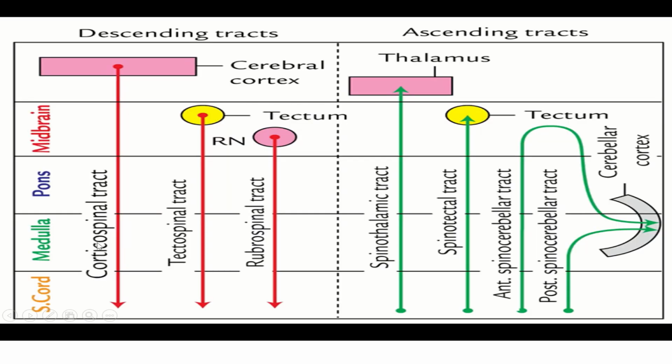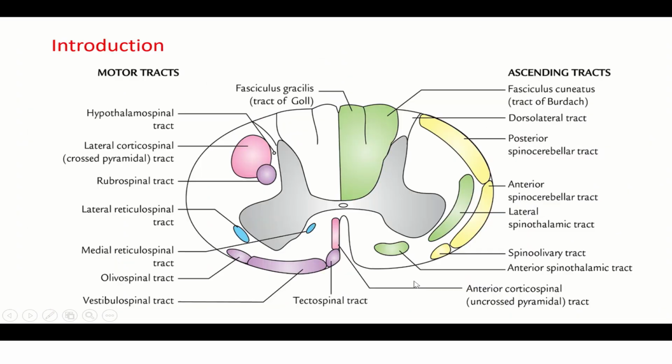You can see here again descending tracts, a pictorial representation. From cerebral cortex to the spinal cord, corticospinal; from tectum of midbrain to the spinal cord, tectospinal; from red nucleus to the spinal cord, rubrospinal. And the same in opposite, from spinal cord to the thalamus, spinothalamic; from spinal cord to the tectum of midbrain, spinotectal; from spinal cord to the cerebellum, spinocerebellar, anterior and posterior spinocerebellar. One side they have given the representation of descending tracts, the other side the representation of ascending tracts. So let us see their relative position.